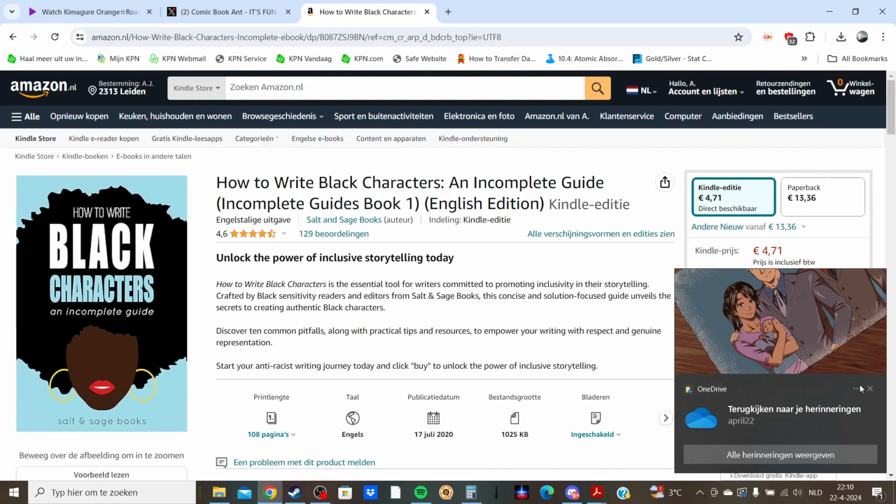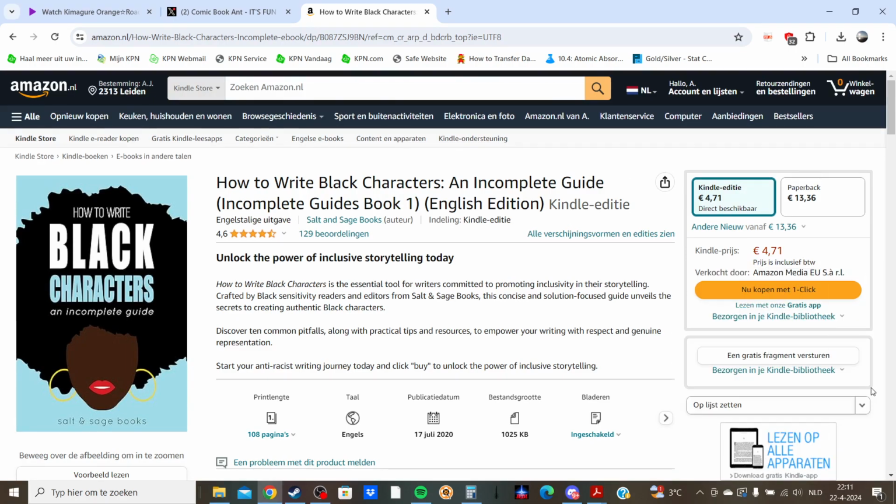Oh, that's a nice memory. Just take it with a grain of salt. Take what's useful and throw away what's useless. But in this case, I cannot recommend it. Just skip this guide and just write characters that are good, that happen to be black. You don't need this guide for it.